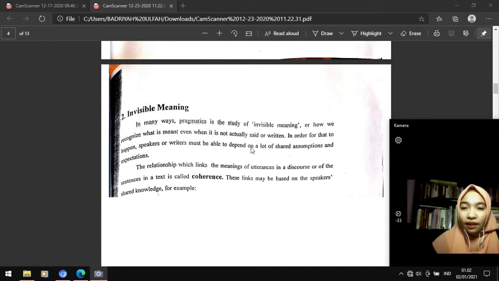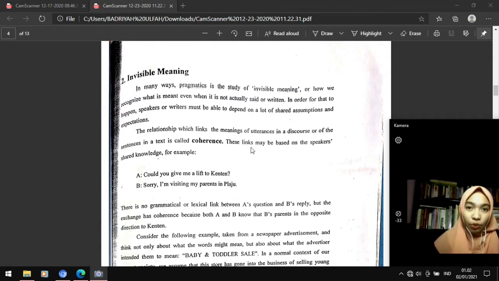Okay. Now we are going to the second one, invisible meaning. This is actually what most of the girls like to do. In many ways, pragmatics is the study of invisible meaning. We also learn about the invisible meaning, or how we recognize what is meant even when it is not actually said or written. So you can just say it's a code, kode lah gitu ya, kalimatnya apa, maknanya apa gitu kan.